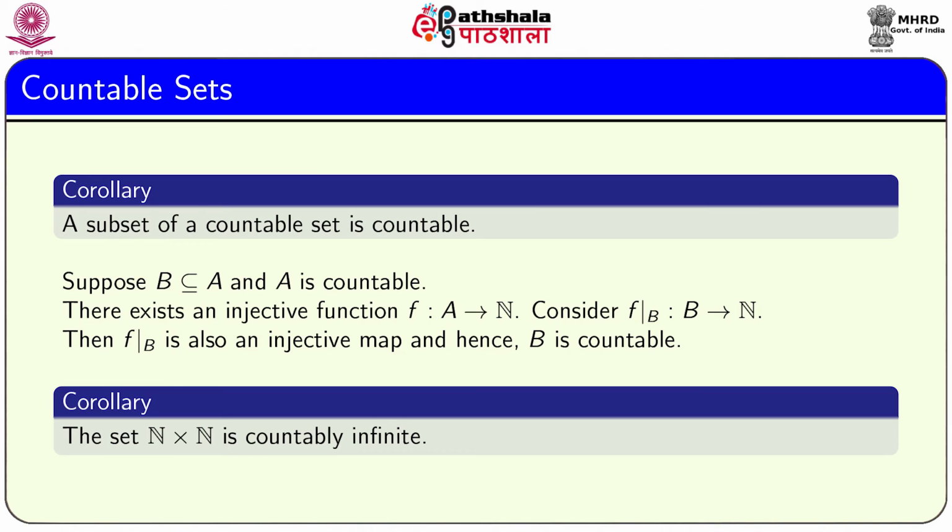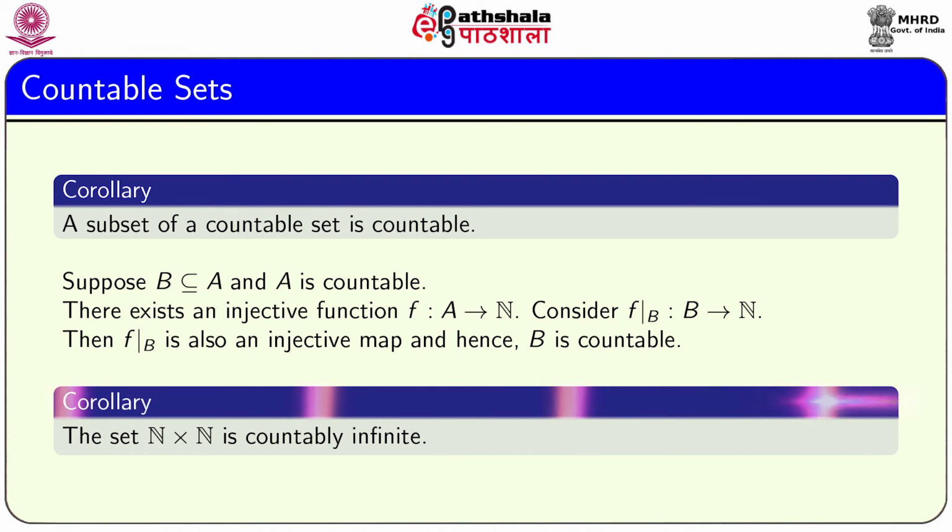Now, as a corollary to this particular result, we obtain that a subset of a countable set is countable. Suppose we take B as a subset of A. We know that A is countable, and we have to show that B is countable. So, there exists an injective function F from A to N, and we consider the restriction of this map F to the set B. That means F restricted to B is a function from B to N. This is also an injective map, and therefore B is countable.